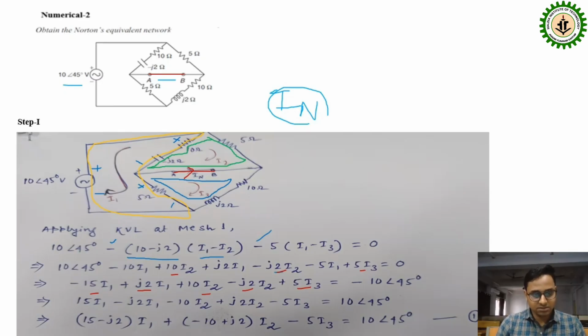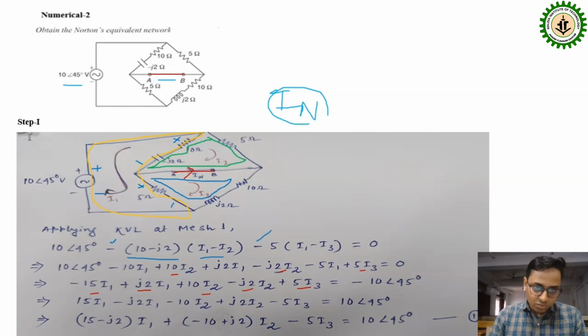So I'm taking I1 common. So (15 minus J2) I1 minus (10 plus J2) I2 minus 5 I3 is equal to 10 at an angle 45 degrees. So this is equation 1. Similarly, I have to apply KVL at mesh 2 and mesh 3.